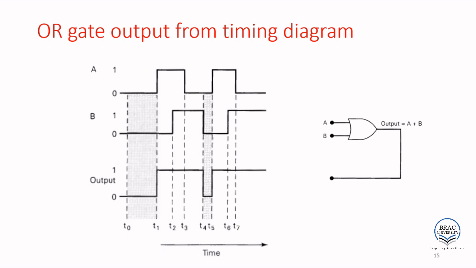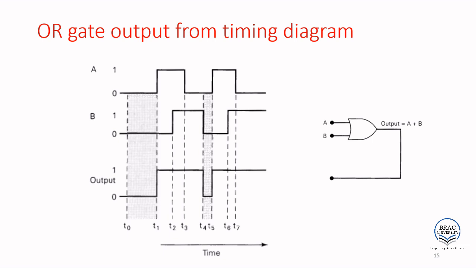You know from the truth table, if either one or both is 1, then the output is 1, otherwise 0. So from T0 to T1, A and B are both 0, output 0. T1 to T2, A is 1, B is 0, so either one is 1, output 1. T2 to T3, both are 1, so output will be 1. T3 to T4, A is 0, B is 1, either one is 1, output will be high.